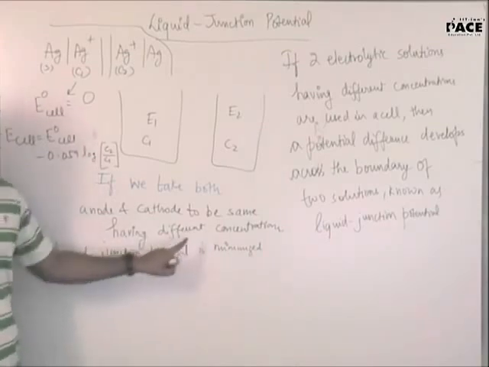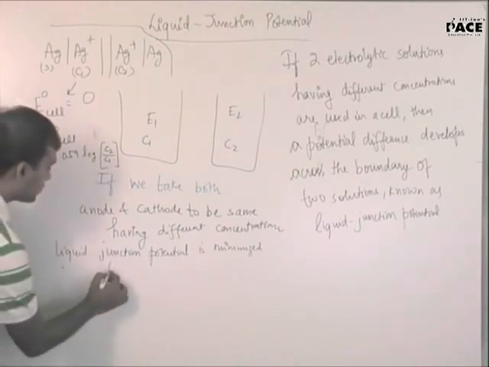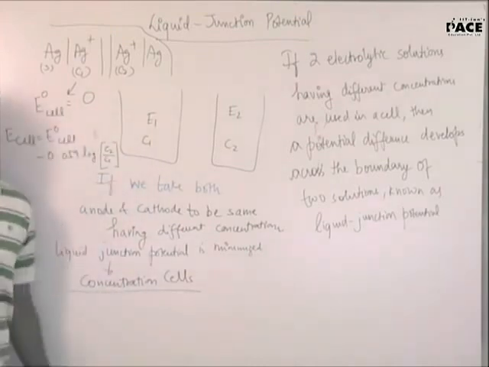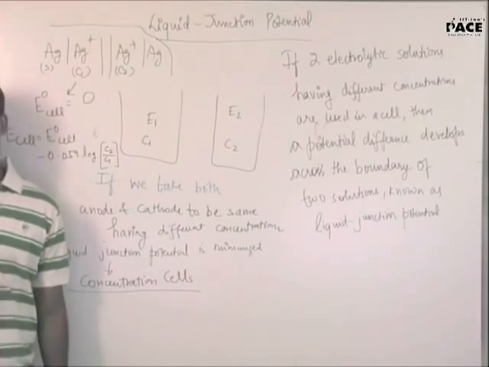first, having different concentration, are known as concentration cells. Why concentration cells? Because anode and cathode are the same. The only difference is the concentration.